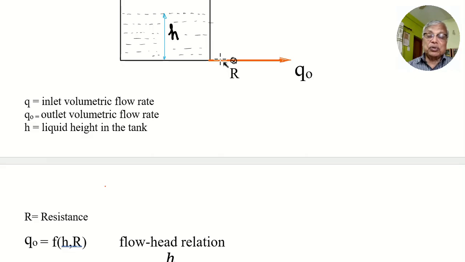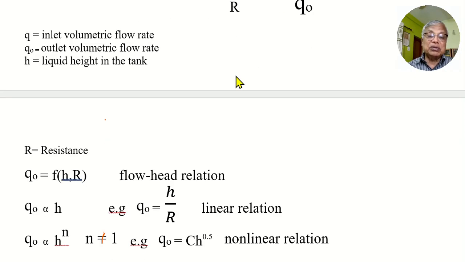For example, if it is a turbulent flow through a pipeline or a valve, then n will be equal to 0.5. So Q0 will be equal to C into H power 0.5, where C is a constant. In some other cases, in weirs, the constant can be something else. For example, it can be 1.5. So basically n is not equal to 1. So this is known as a non-linear relation, and the earlier one is a linear relation.